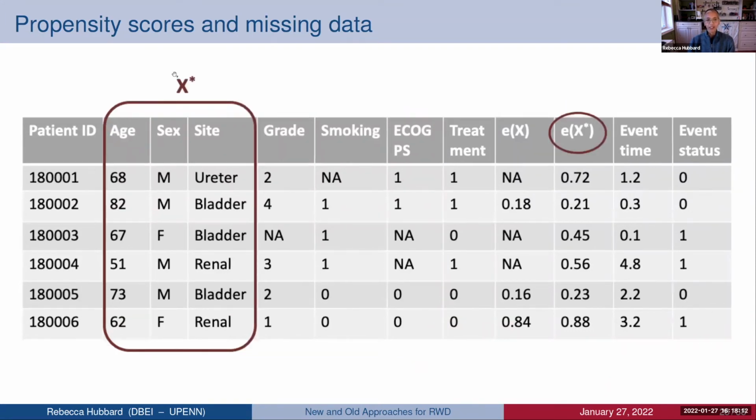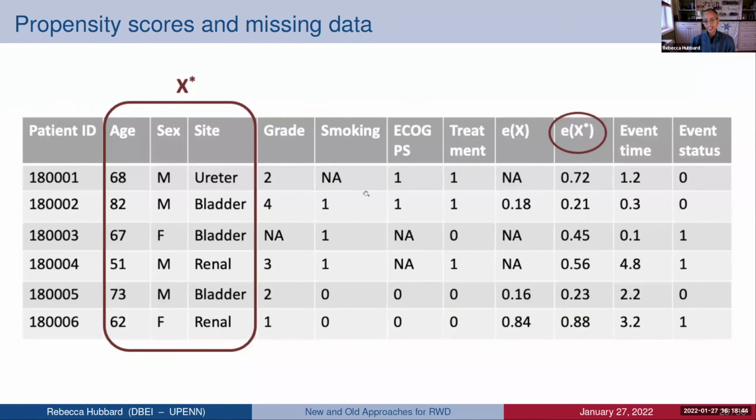Therefore, we could take a look at a reduced set of covariates, here denoted X star, and we could construct a proxy propensity score. So e(X*) is a propensity score that's only based on the covariates that don't have any missingness. So that propensity score is going to be complete for everybody. We could then take a look at our original propensity score e(X), and we could think of it as being a variable that has missingness in it. And we could therefore try to impute the missing data in order to obtain an e(X) for everybody.